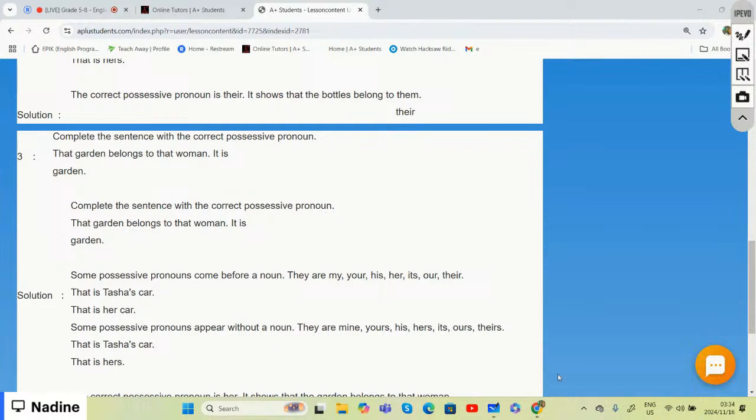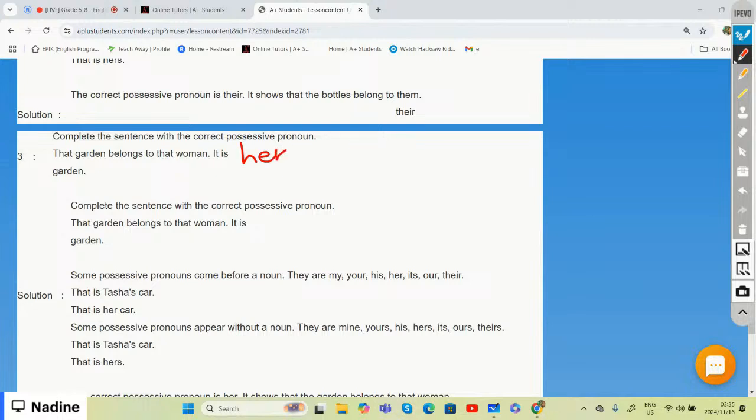All right, so we say the garden belongs to that woman, and then we say it is her garden. If something belongs to her or to a woman, then it's hers. If something belongs to a man, then it's his. If something belongs to more than one person, then it's either ours, theirs, and so on.